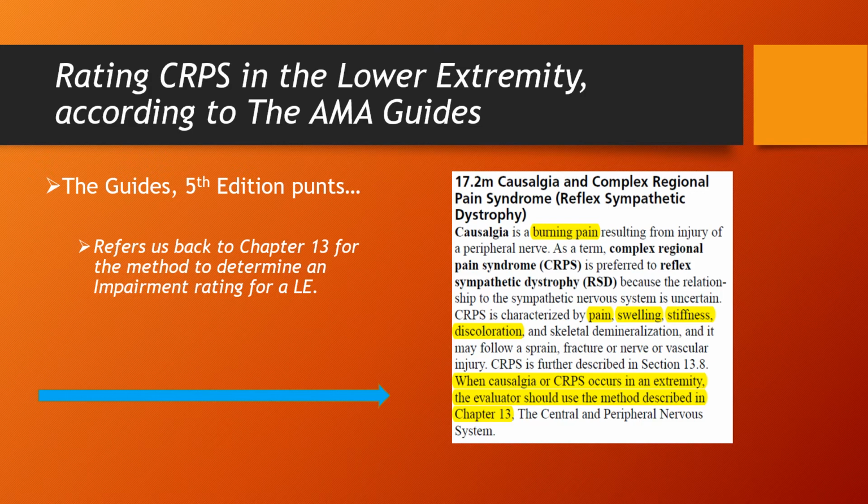We know that, okay? Then they say, well, let's go back to Chapter 13, because they further describe in Chapter 13 that when causalgia or CRPS occurs in an extremity, the evaluator should use the method described in Chapter 13, the central and peripheral nervous system. Wait a minute. How are we supposed to do that when we have specific instructions on how to use Chapter 16? See, so here we go. We're getting some confusion involved in how we're to move forward. Let's see if we can make some sense of this.